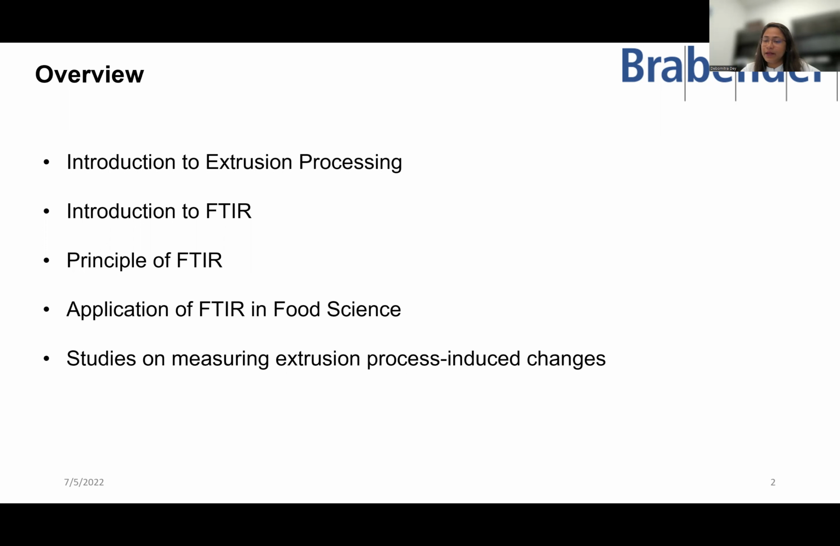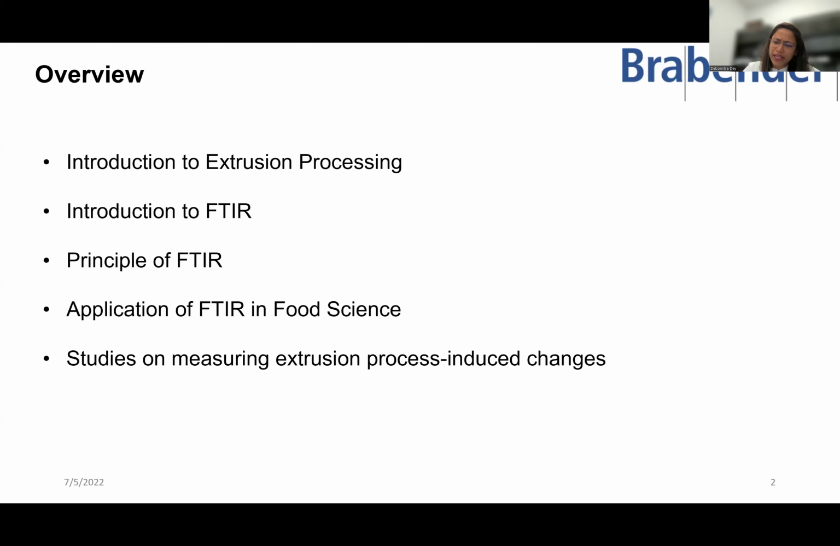And I'll be discussing 3 different studies that used FTIR to understand the process-induced changes during extrusion processing, and how these researchers tried to correlate the final product characteristics with what exactly is happening on the chemical scale using the aid of FTIR spectroscopy.